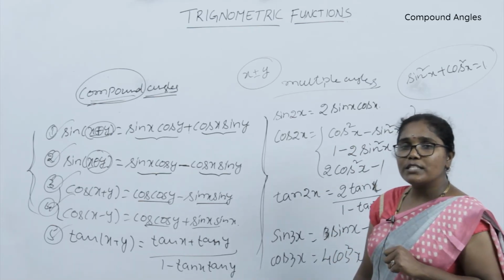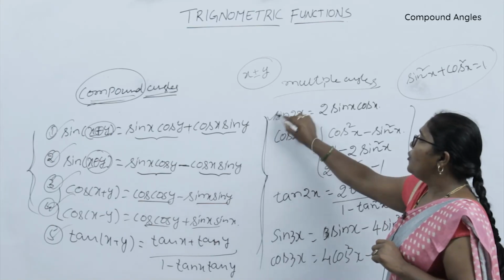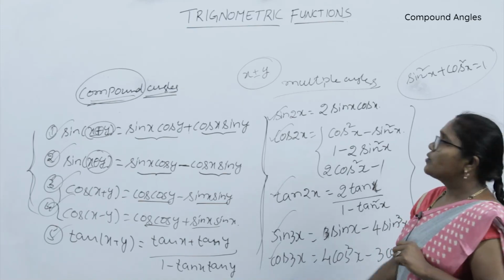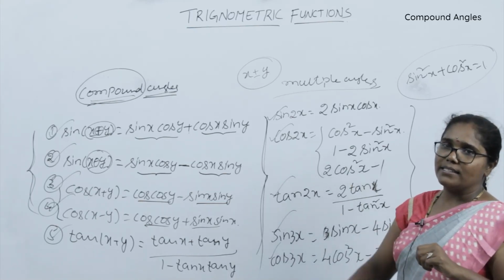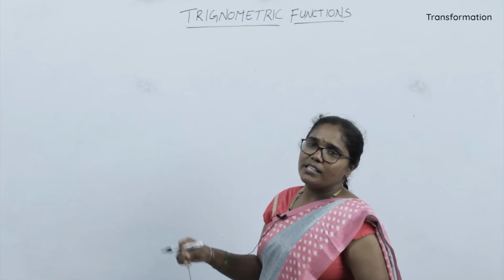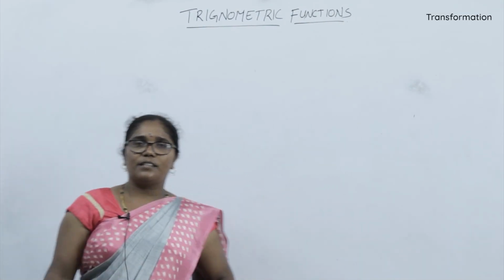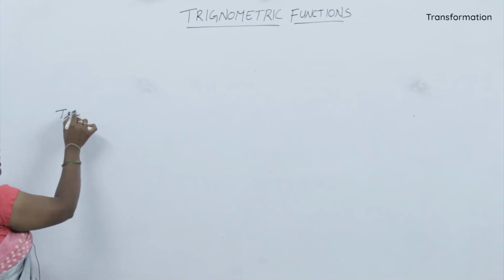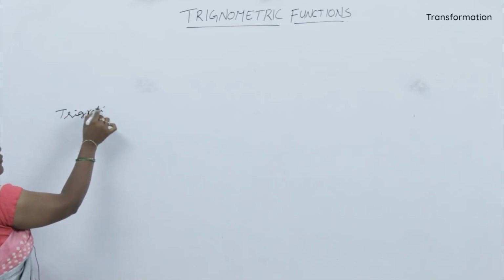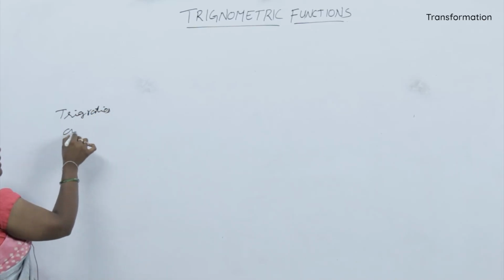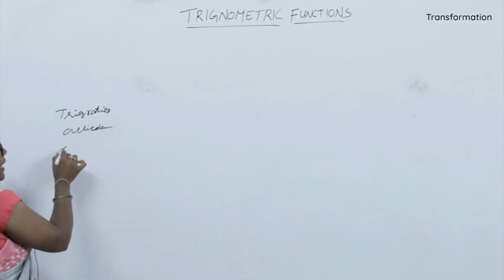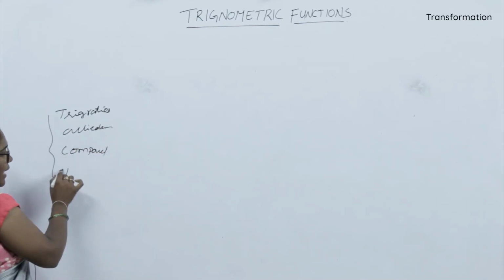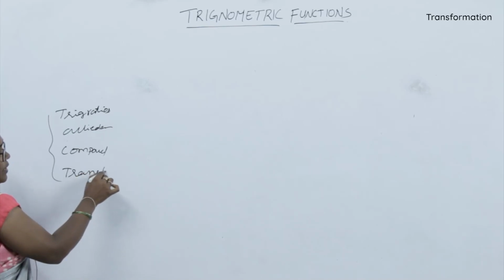So what are all the formulas we are going to discuss here? It is sin 2x, cos 2x, tan 2x, sin 3x and cos 3x. Okay, so these are about multiple angles. We had discussed some topics here. What are all the topics we had discussed? I'm just going to glance over that. First, trigonometric ratios, the definitions of trigonometric ratios. The second one is allied angles, and compound angles we had discussed. The last topic I am going to discuss is transformation formulae.